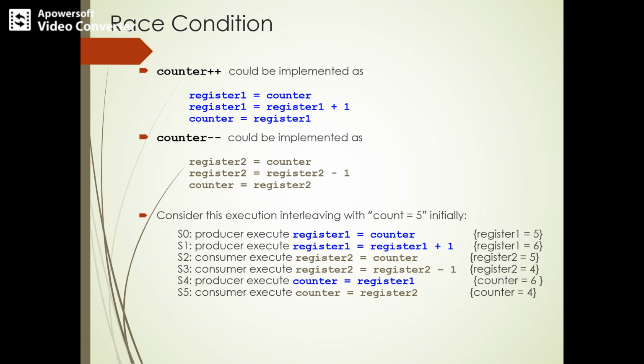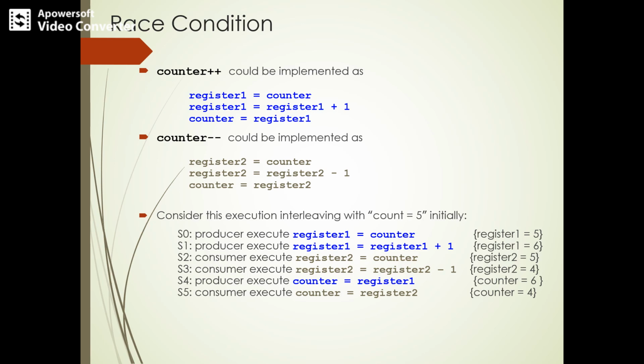Some such kind of incorrect values are observed when the producer and consumer try to interleave. So counter value is 4 means that there are 4 full buffers, where in fact there are 5 full buffers. And if you reverse the order of T4 and T5, you would arrive at an incorrect state, counter is 6, right? Because we allow both the processes to manipulate the variable counter concurrently.